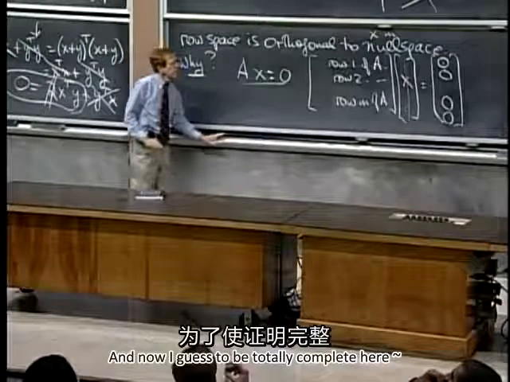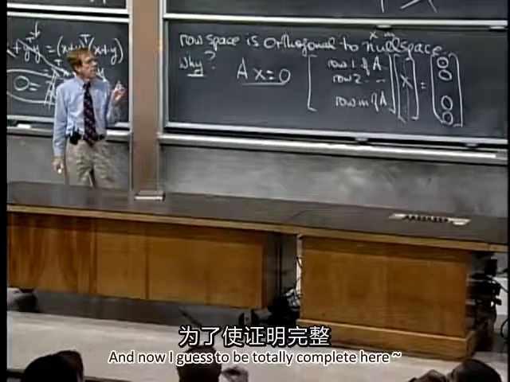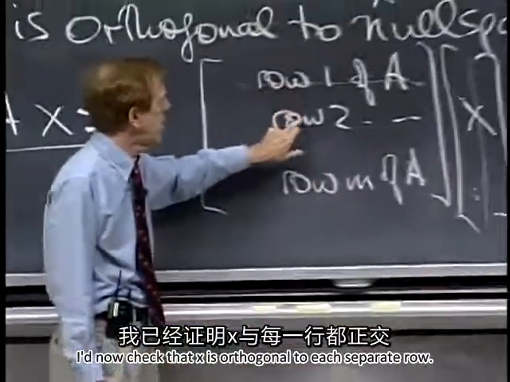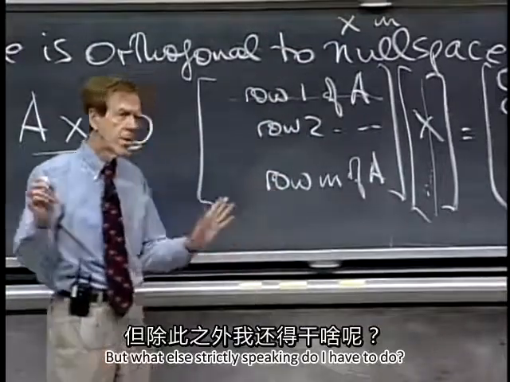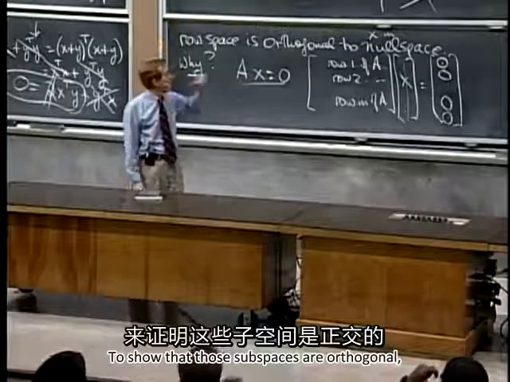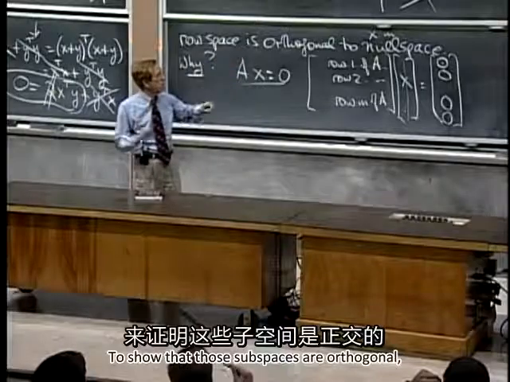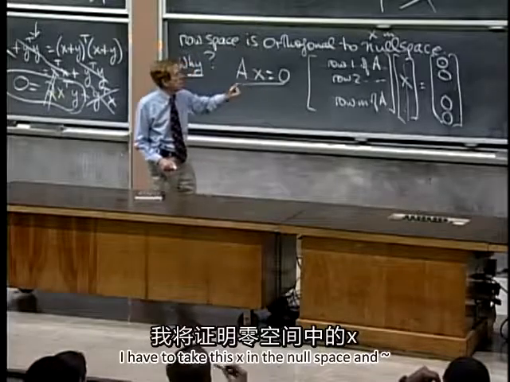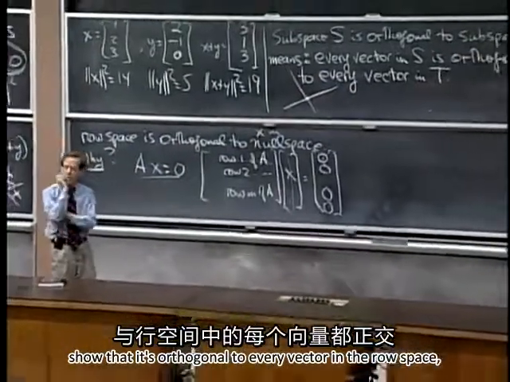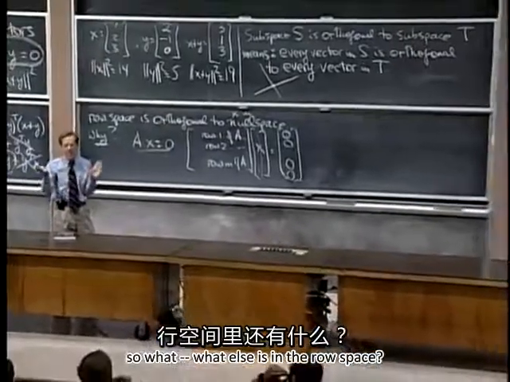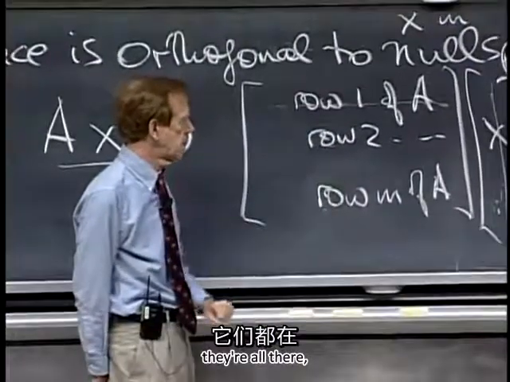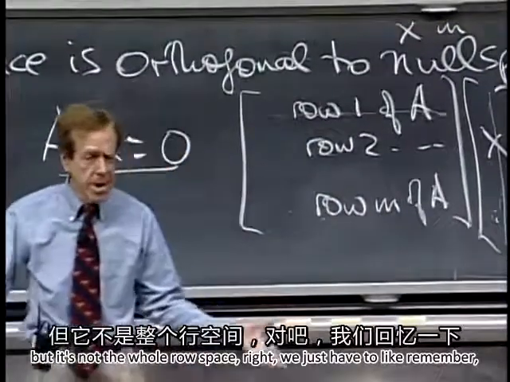And now, to be totally complete here, I've checked that x is orthogonal to each separate row. But what else, strictly speaking, do I have to do? To show that those subspaces are orthogonal, I have to take this x in the null space and show that it's orthogonal to every vector in the row space. Every vector in the row space. So what else is in the row space? This row is in the row space. That row is in the row space. They're all there. But that's not the whole row space, right?